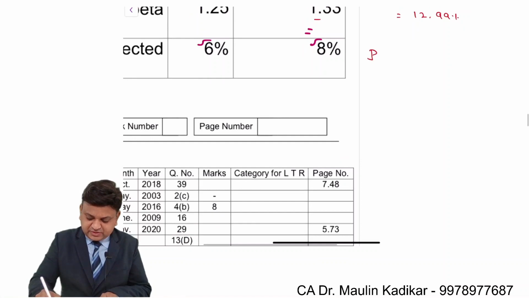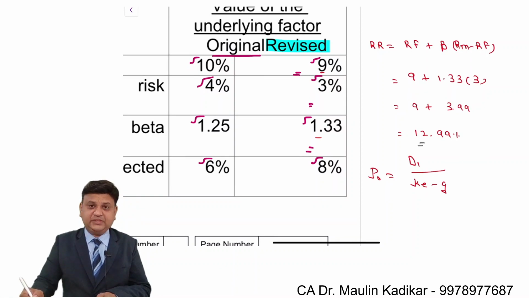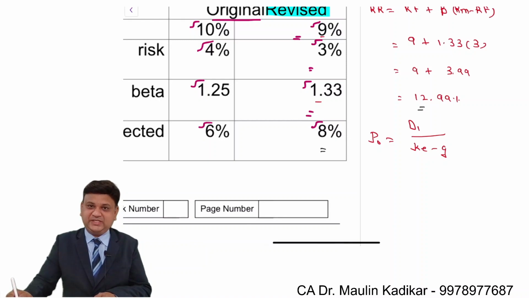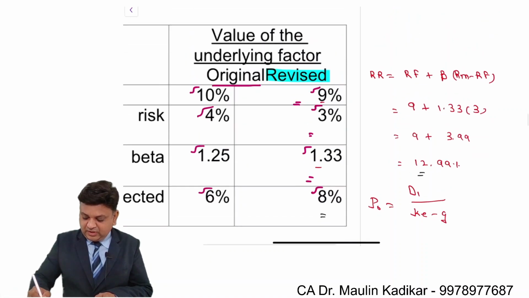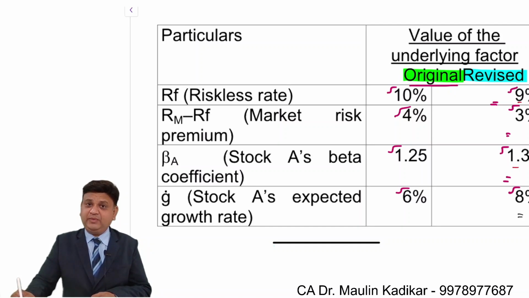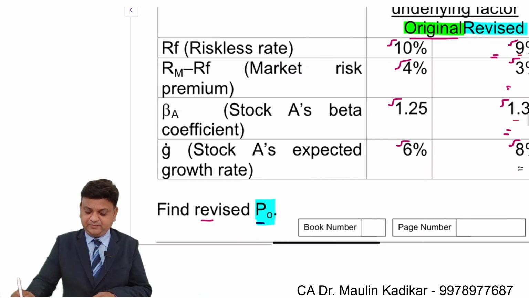We know that for the purpose of P0, the formula is D1 upon KE minus G. As far as the cost of equity is concerned, we have calculated 12.99%. As far as the growth rate is concerned, that is also provided to us as 8%. Now the only thing that we are required to compute is the D1. For the D1 calculation, we are required to use the present information, because we have not been provided with the dividend information taking into account the revised information.